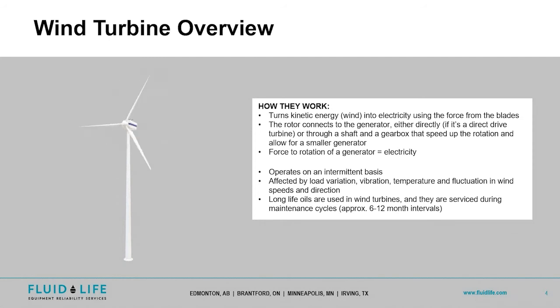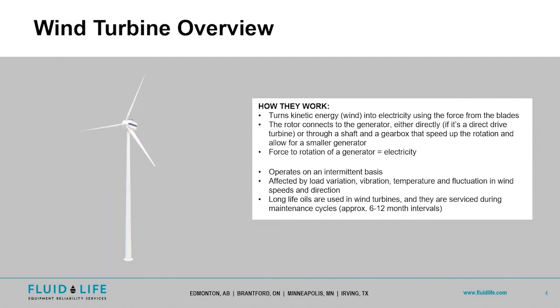It's going to turn kinetic energy, in this case wind, into electricity using the force from the blades. So the wind is going to flow across the blades. Air pressure on one side of the blade decreases, and that's going to create two types of force, lift and drag. Then that lift is going to be greater than the force of the drag, causing the rotor to spin.